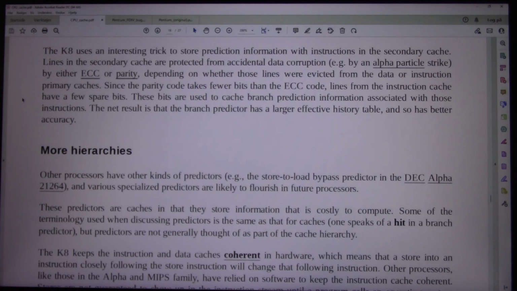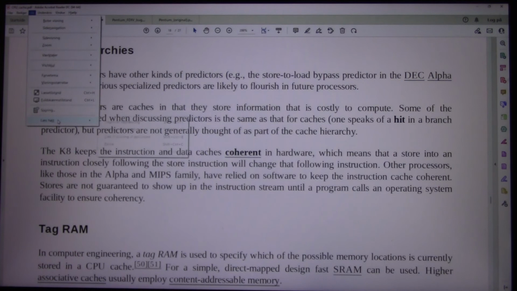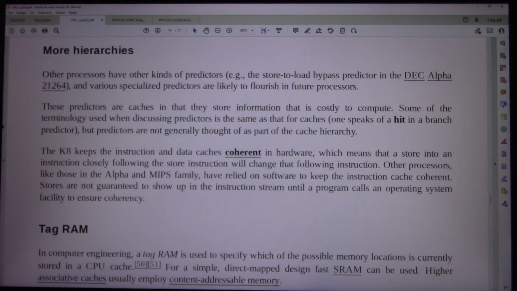More hierarchies. Other processors have other kinds of predictors, for example, the store-to-load bypass predictor in the DEC Alpha 21264, and various specialized predictors are likely to flourish in future processors. These predictors are caches in that they store information that is costly to compute. Some of the terminology used when discussing predictors is the same as that for caches. One speaks of a hit in a branch predictor, but predictors are not generally thought of as part of the cache hierarchy. The K8 keeps the instruction and data caches coherent in.